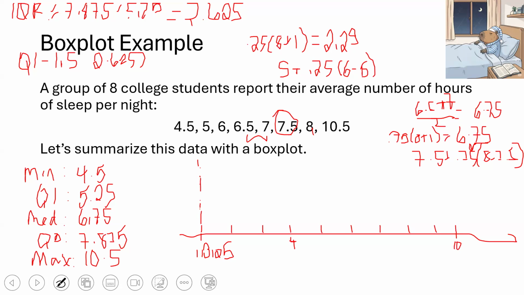Okay, because Q3 plus 1.5 times the IQR 2.625 would be, Q3 is 7.875, 7.875 plus 1.5 times 2.625 is 11.8125. So right here, 11.8125. That's where my upper fence is.